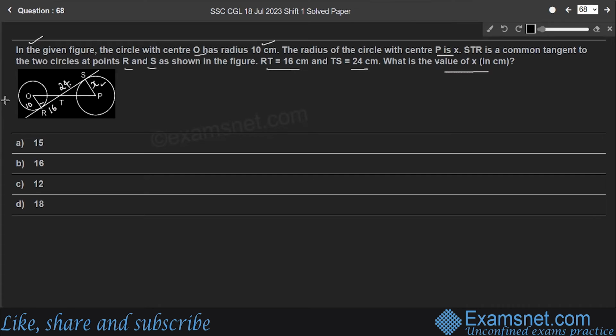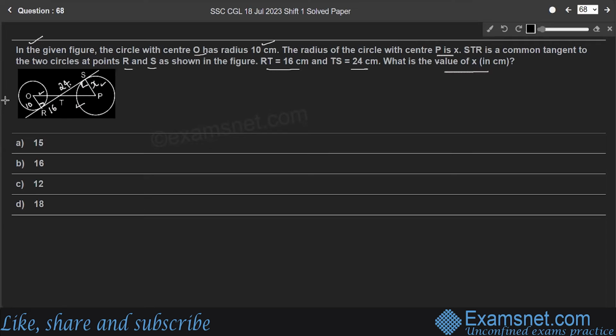It makes an angle of 90 degrees with the radius of the circle, right? So angle R is 90 degrees, whereas TS is also a tangent. It makes an angle of 90 degrees with radius SP, right? So the angle at S is a right angle. Now consider two triangles, OTR and STP.